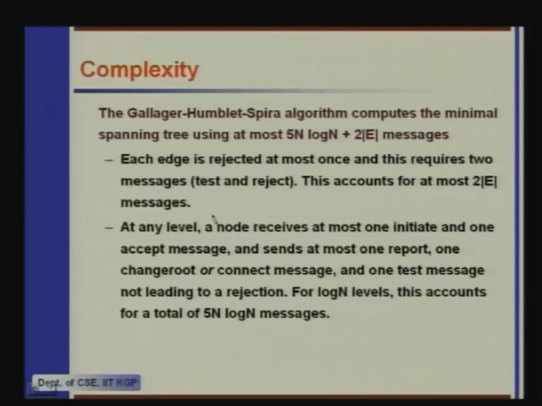Okay. For the ones which are not rejected, namely the branch and the basic edges, we look at each level. At any level, a node receives at most one initiate and one accept message and sends at most one report, one change root or connect message and one test message not leading to a rejection. Okay. This accounts for 5 messages per level, and for log n levels this accounts for a total of 5n log n messages. So, that gives us this figure 5n log n plus 2e. Okay.